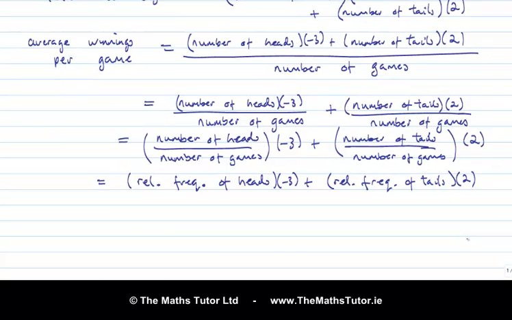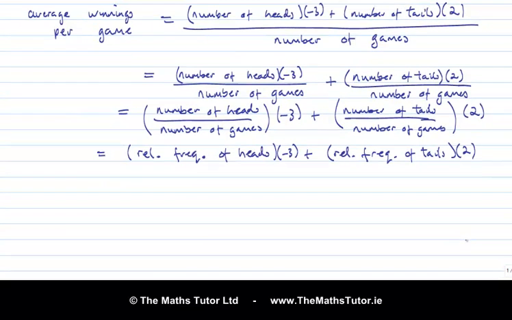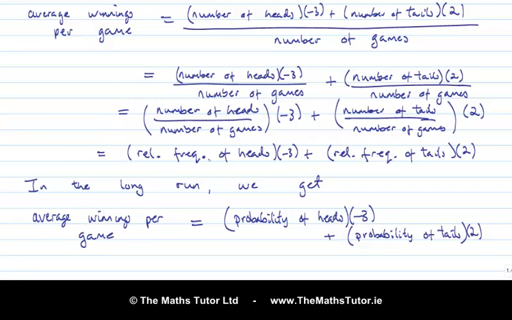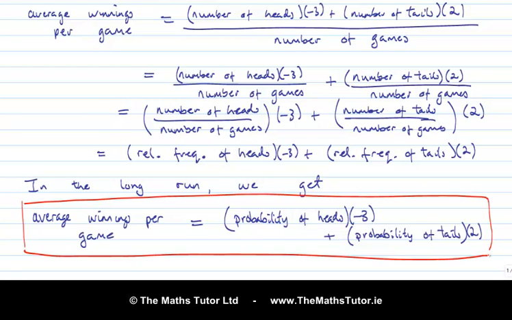Now, here's the key step. Remember that in the long run, relative frequency becomes the probability. So when we look at this equation in the long run, we get the following, that the average winnings per game in the long run is the probability of heads times minus 3 plus the probability of tails times 2. So all we did here was we took the relative frequency and we said that in the long run that becomes probability. So this is an important idea. We've shown that in the long run the average winnings is the probability of heads times whatever we win with heads, which is minus 3, plus the probability of tails times whatever we win with tails, which is 2.